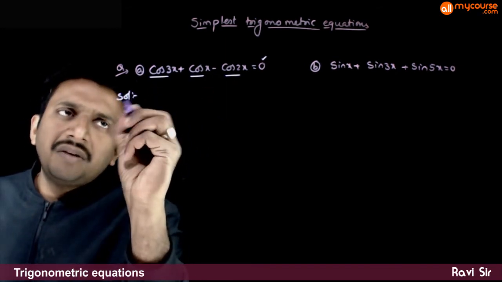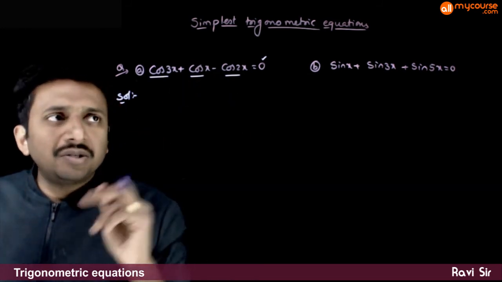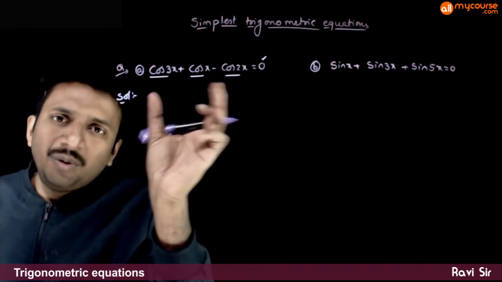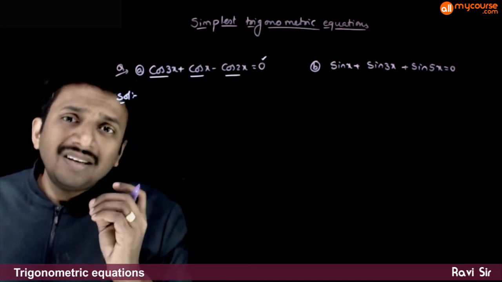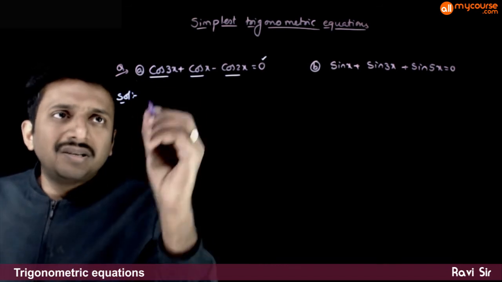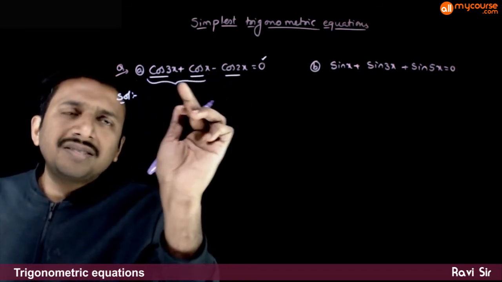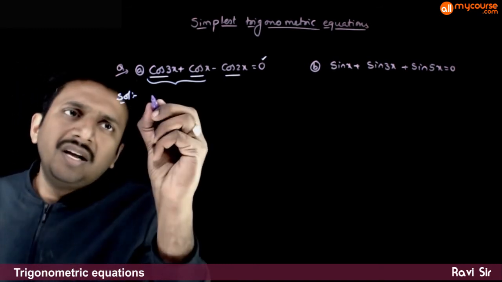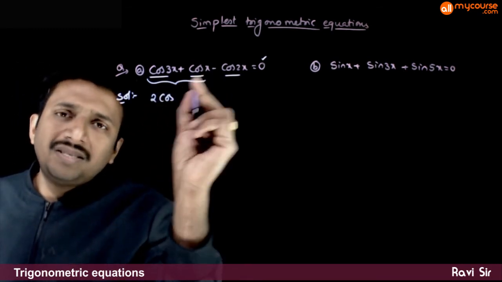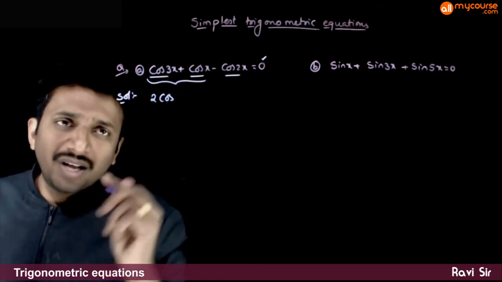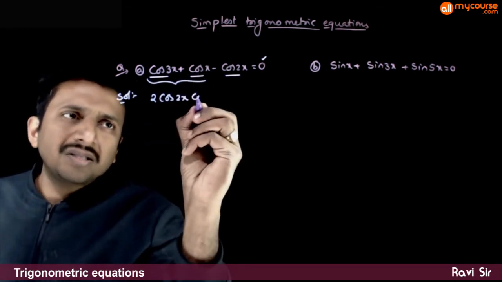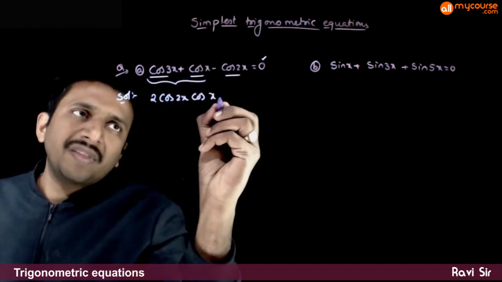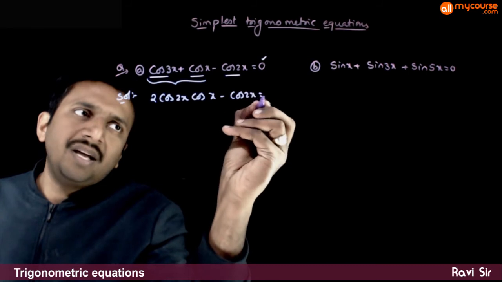But in this question, you're given cos 3x plus cos x minus cos 2x is equal to 0. So I'll try to convert this sum into a product, using the transformation formulas. First, let me do cos c plus cos d, that is cos 3x plus cos x. Cos c plus cos d is 2 cos of (c plus d) by 2, 3x plus x is 4x, by 2 is 2x, into cos of (c minus d) by 2, 3x minus x is 2x, by 2 is x, minus cos 2x is equal to 0.